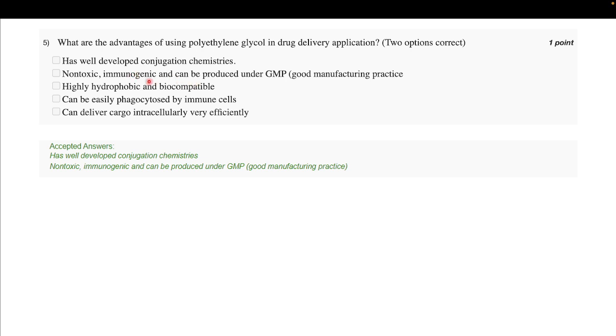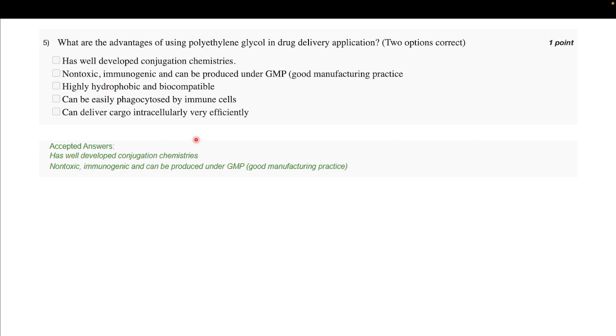So you can consider PEG as non-immunogenic, and it can be produced under good manufacturing practice. This is very important because then you can easily scale it up and use it for developing your drug delivery system. Now the rest of the three options say it is highly hydrophobic and biocompatible, which is false. It is not hydrophobic, it's actually hydrophilic. That is one of the reasons why PEG is used in a lot of applications.